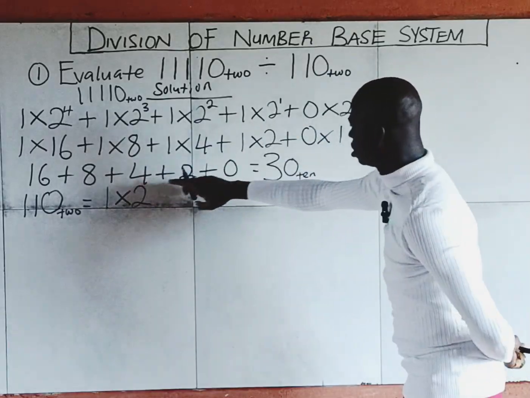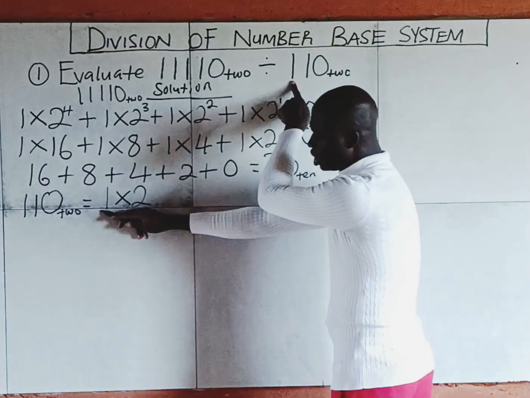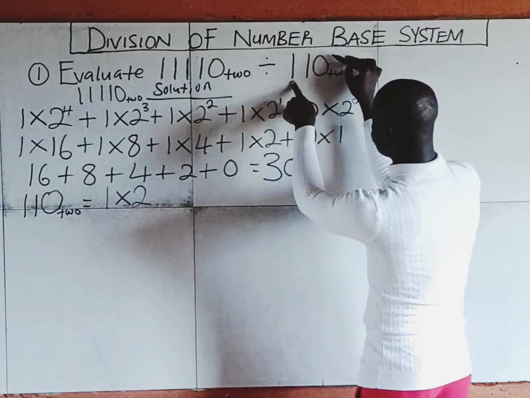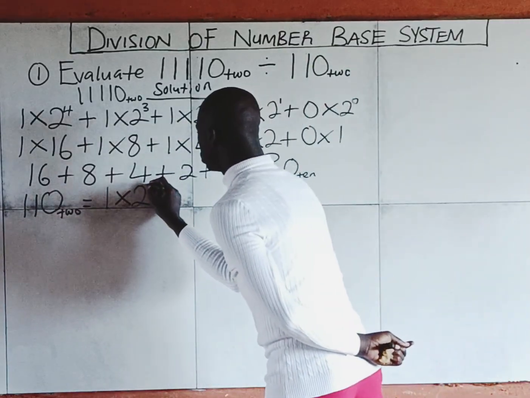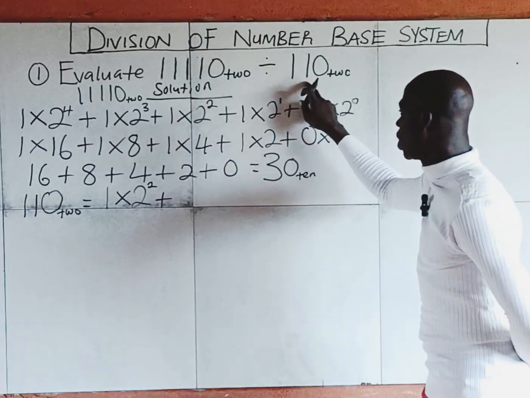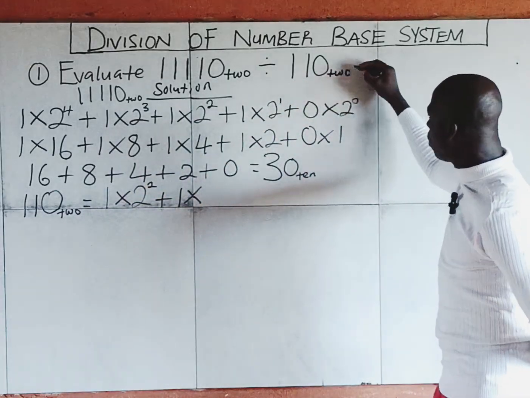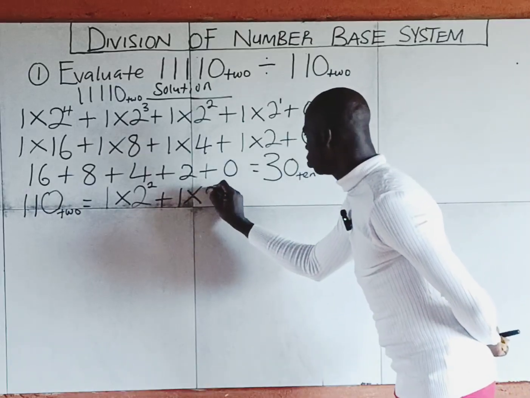Now, after this first digit we are currently working on, this is the 1, how many digits do we have left? We have 1, 2. So you say raised to the power of what? 2. Plus, we are coming to this second digit, which is also 1. I'll write it right here. 1 multiplied by, what is your base? Our base is 2. So I'll come here and say 2.